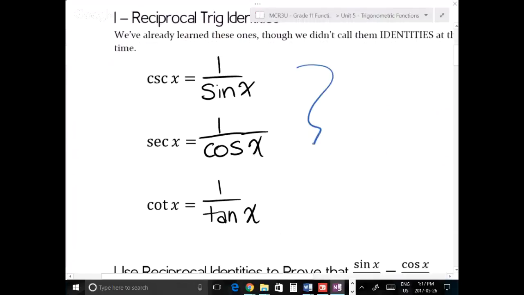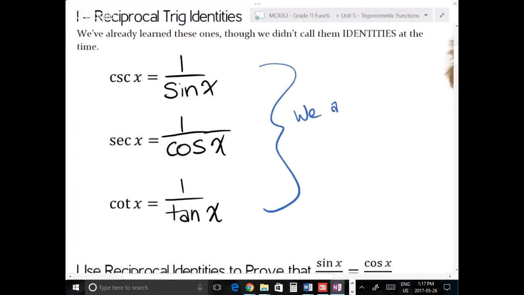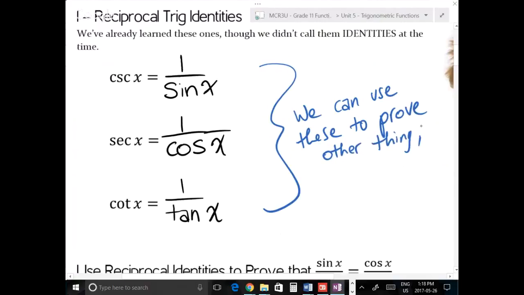For the purpose of what we're doing, we accept these because these are just definitions. The definition of cosecant is 1 over sine x. So we can accept this. We can use these to prove other things. I'm going to write that down. Because these are true by definition. We've just defined cosecant as 1 over sine x. We are saying that's the definition of cosecant. It's 1 over sine, so it's true by definition.